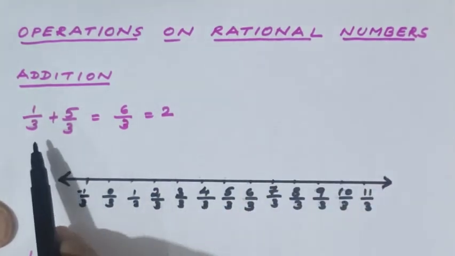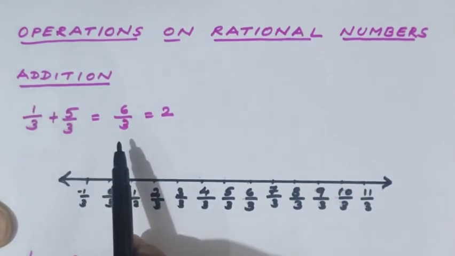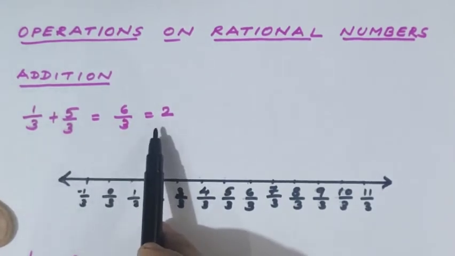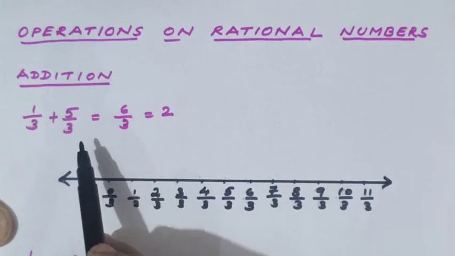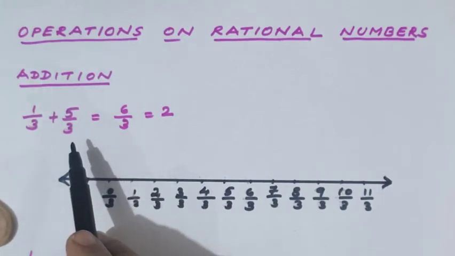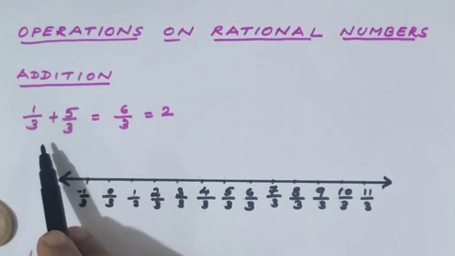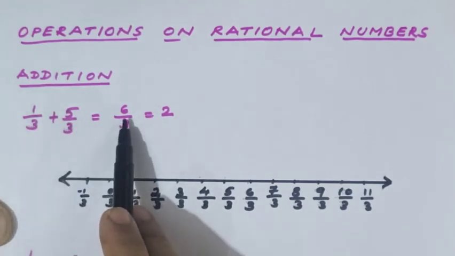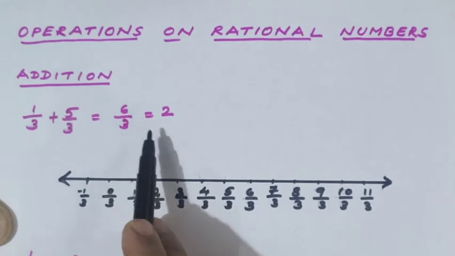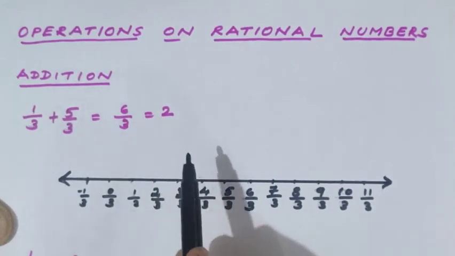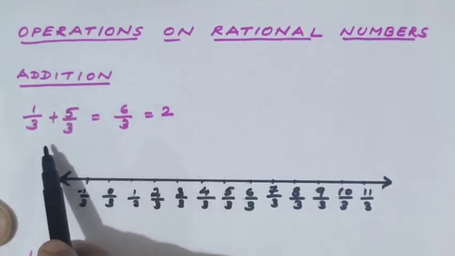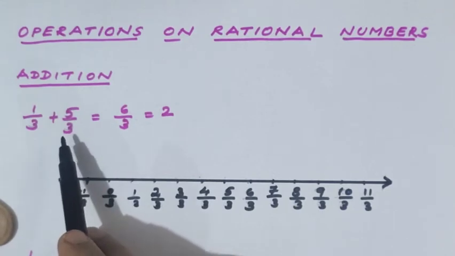So the first one, 1 by 3 plus 5 by 3 equal to 6 by 3 equal to 2. This step is easy for you, because we have already learned in fractions, right? The denominator is the same, that is 3 only. So just add the numerator, 1 plus 5, that is 6. Again simplification, 2.